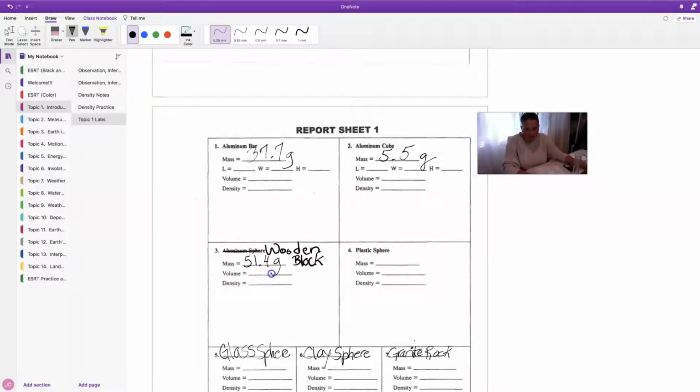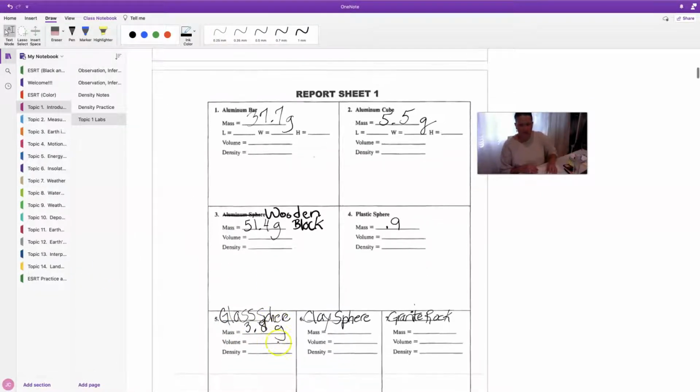Okay, the mass of your wooden block should be 51.4 grams. Your plastic sphere was 0.9. That's less than the density of water. Therefore, if it was put in water, that plastic sphere would actually float. We're getting down to our glass sphere, and our glass sphere is 3.8 grams. Notice all things here are in grams because that's what they are measured in on the scale.